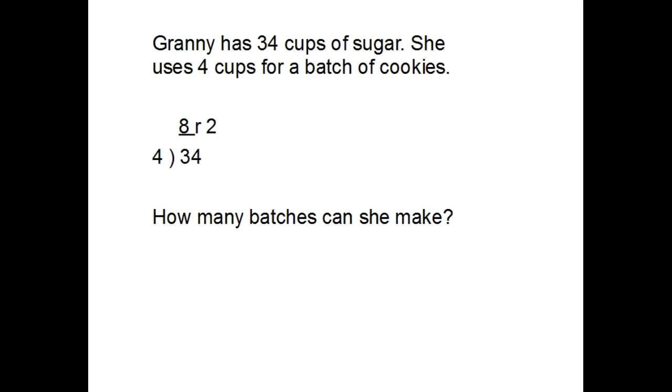Granny has 34 cups of sugar. She uses 4 cups for a batch of cookies. How many batches can she make? This time, I've got 2 extra cups of sugar here. The problem is that's not enough to make a batch of cookies. So Granny can only make 8 batches. Because you wouldn't want to make cookies that only had half the amount of sugar in them. They wouldn't taste right.